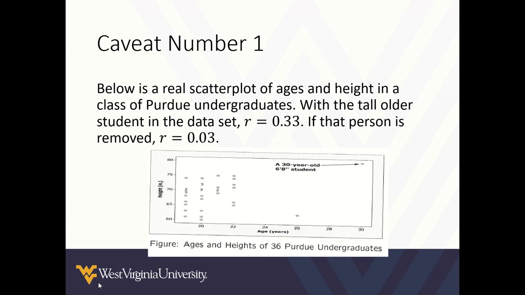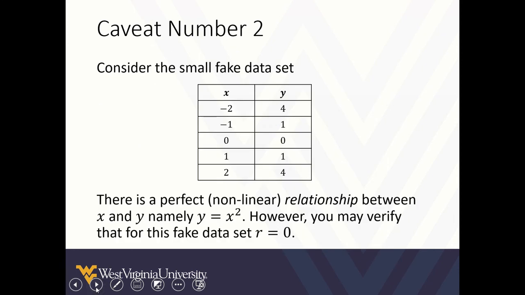So if we take a look at this scatter plot of ages and height in a class of Purdue undergrads, we can see that we have one student that is both older and taller than the rest of the class. If this single student is included with the rest of the data, our correlation coefficient is 0.33, which gives us a positive slope. However, if this person is removed from the data set, we can see that our correlation drops down to 0.03, which in that case, we would say does not indicate a linear association between age and height. So, what does that mean? Make sure you take a look at a scatter plot of your data and make sure your results aren't being unnecessarily skewed.